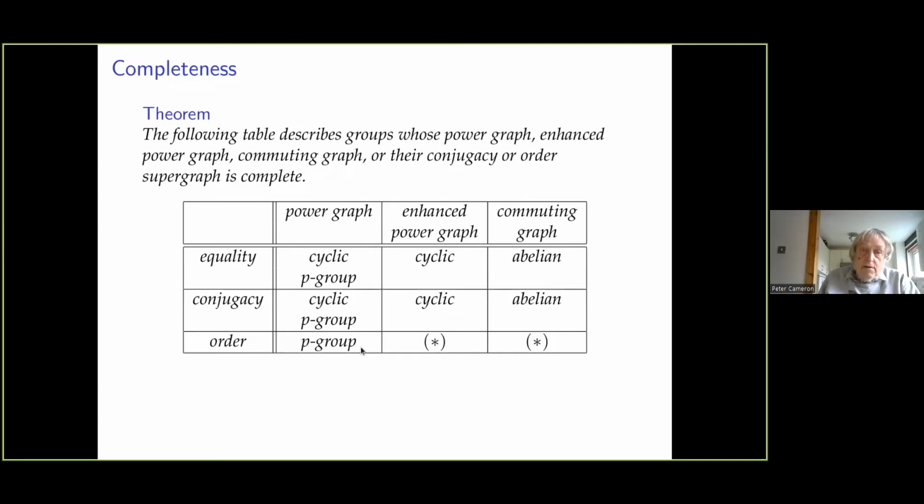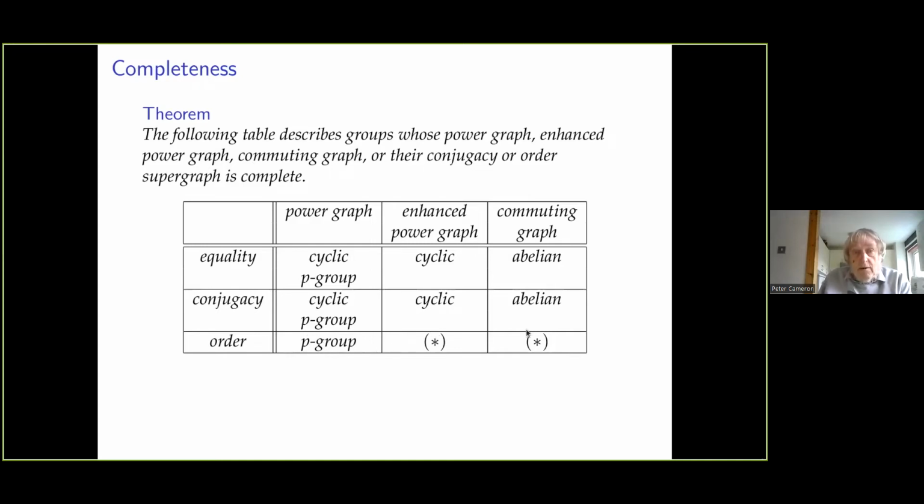For the order superpower graph, the answer is just a p-group, because if you have any two elements of a p-group, then you take the one of the larger order, the cyclic subgroup it generates contains an element of the smaller order, so those two get joined.